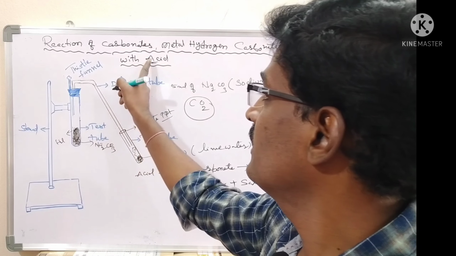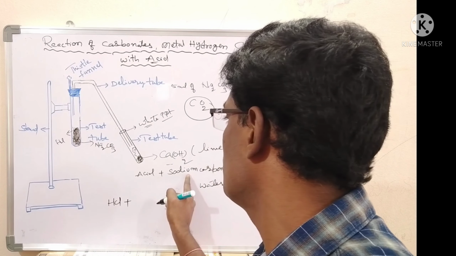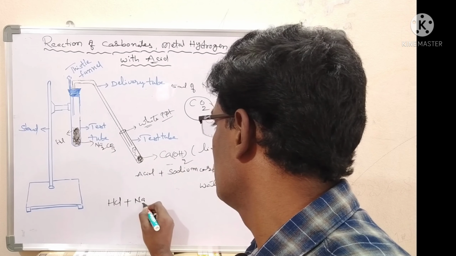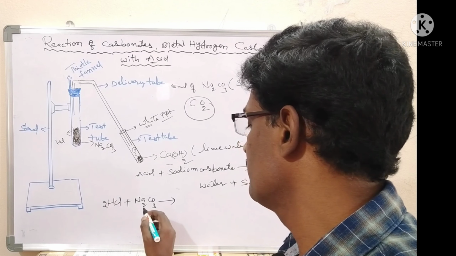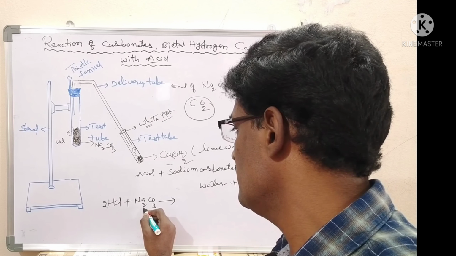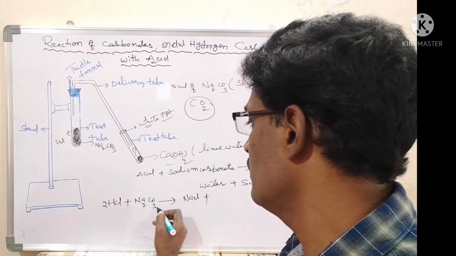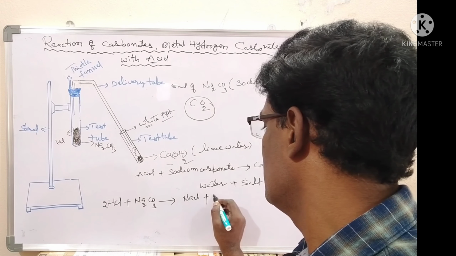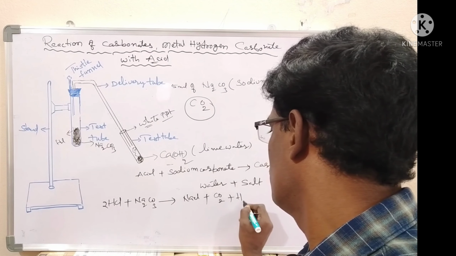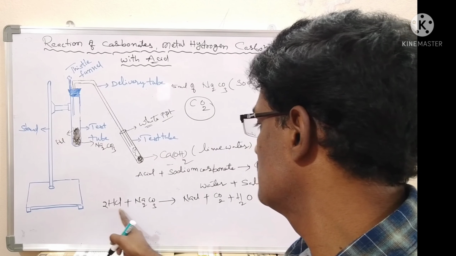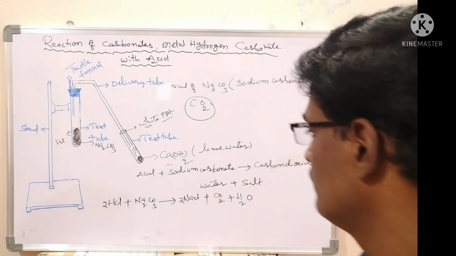Now acid, what you have taken? HCl. I am writing here HCl. Sodium carbonate, Na2CO3, gives rise to, here 2 moles you take, right? This sodium reacts with chlorine. What is formed? NaCl. One hydrogen is shifting here, that's why CO2 plus H2O. Two hydrogens, 2 chlorines, so here you have to put 2.